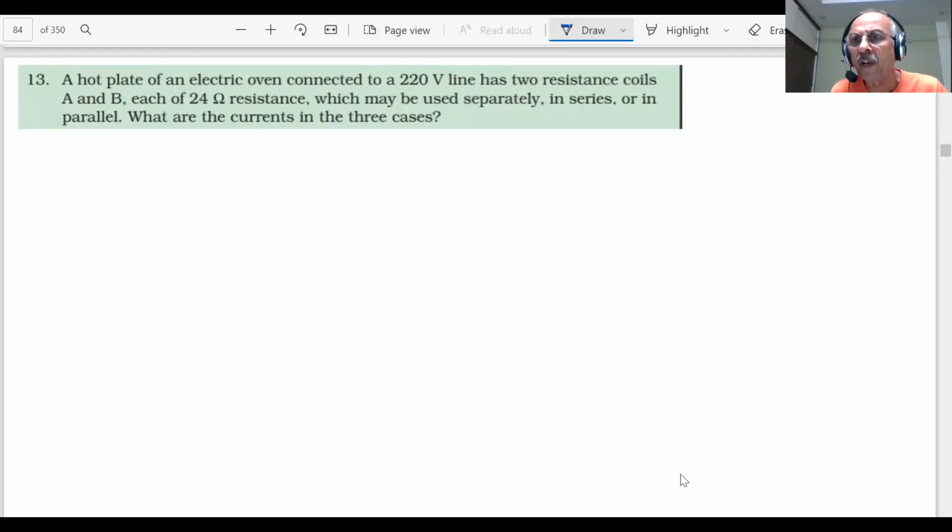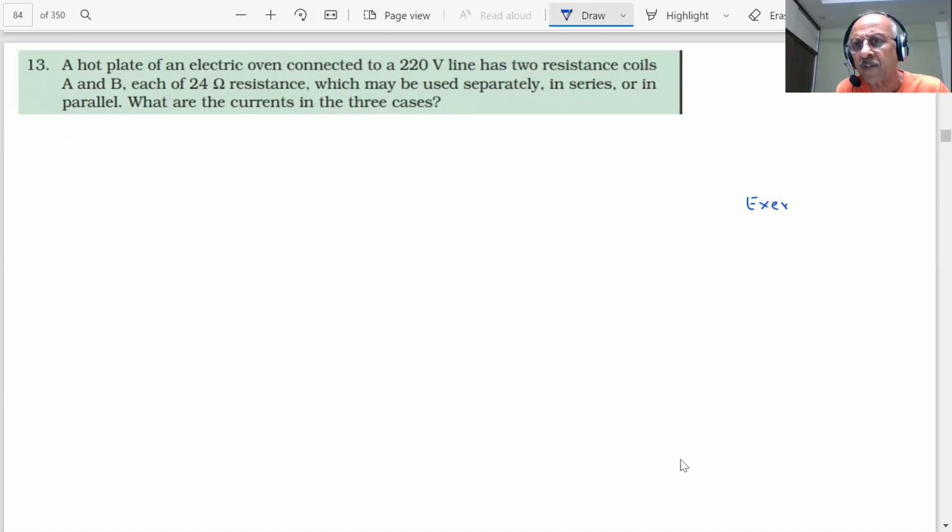We are solving questions from the exercise of NCERT. What we are doing, students? We are solving exercise questions from the NCERT book on the chapter of electricity. Last time, students, we solved questions 1 to 12 from the exercise of the NCERT book. So our question answer session continues.